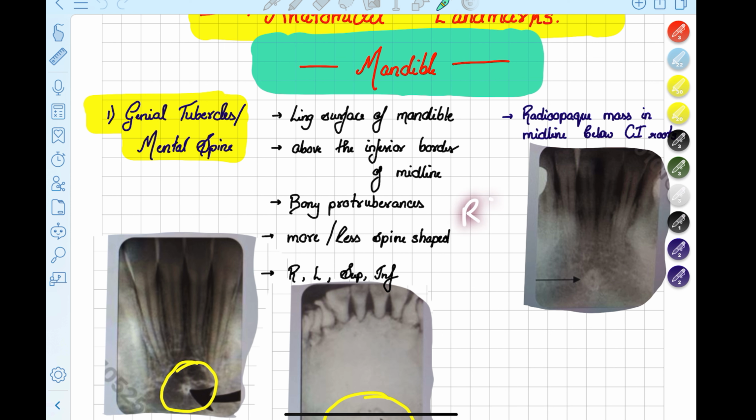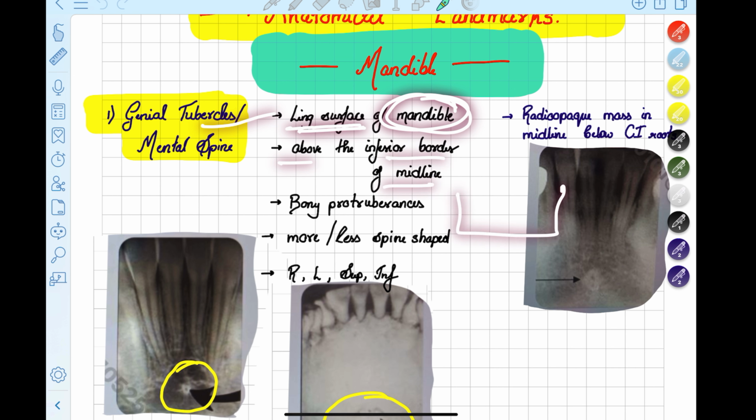The radiolucent structures appear dark or black in color, while the radiopaque structures appear white or light in color. So the genial tubercles or mental spine, as the name suggests, are a bony structure, so they will be calcified. Calcified structures appear radiopaque or white on radiograph. The genial tubercles, also known as mental spine, are located on the lingual surface of the mandible, above the inferior border at the midline.